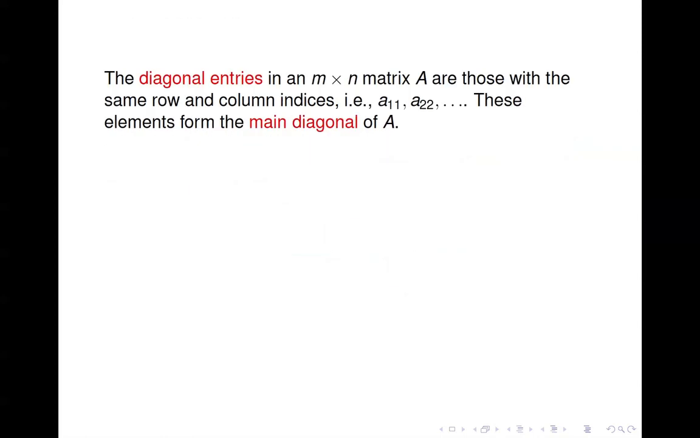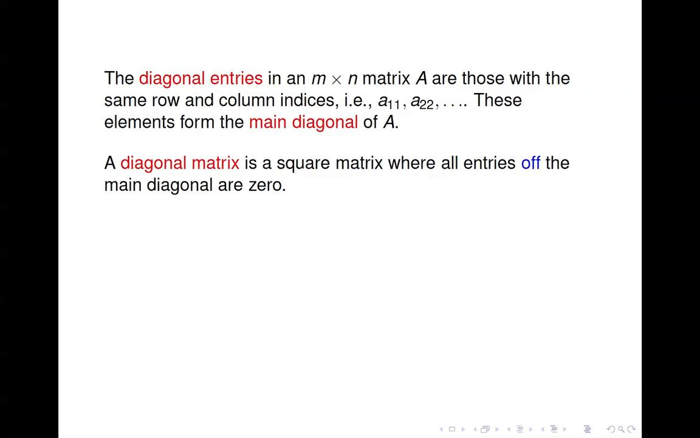The diagonal entries in a matrix A are those where the row and column indices are the same, so like a11, a22, and so forth. These elements we call the main diagonal of A. A diagonal matrix is a square matrix where all the entries off the main diagonal are 0. So the only place you can have non-zero values is on the diagonal.